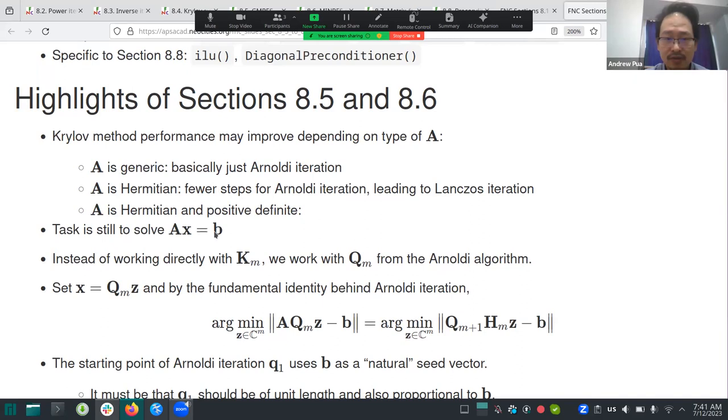The task is really to solve the system of linear equations. And as I mentioned, instead of working with K sub M, we're going to use Q sub M, the matrix generated by Arnoldi iteration that provides numerical stability, which K sub M doesn't provide. Instead of x equals K_m times z, you now have x equals Q_m times z. And because of the Arnoldi iteration identity, A Q_m is really Q_{m+1} H_m.